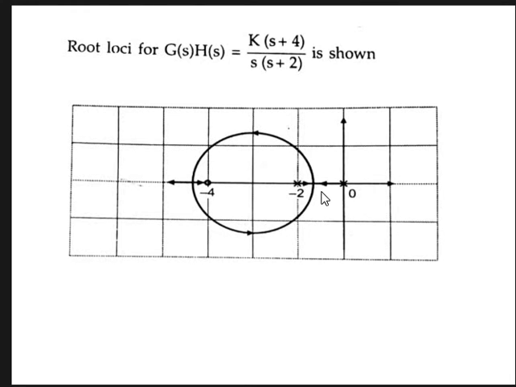Why? Because between the two poles there is a root locus on the real axis, so there is a breakaway point. This is the breakaway point, and one branch is moving like this and the second branch is moving like this. One branch is ending at the zero, and the other branch, not having a zero, travels towards infinity along the negative real axis. So this is the root locus for K into s plus 4 by s into s plus 2.